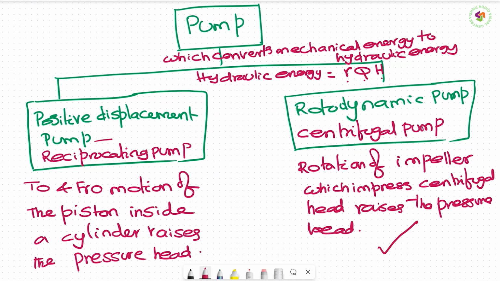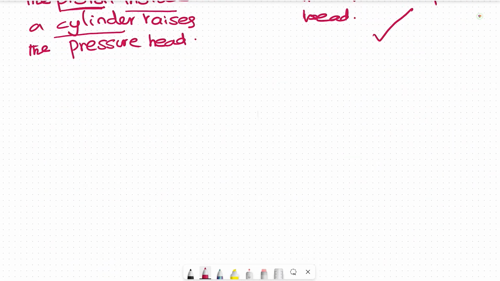Now let us go into this. You see the word to and fro. That is why it is called reciprocating. That means front and back movement of the piston. There is a piston which moves front and back, front and back, inside a cylinder. So the movement of the piston front and back, to and fro, inside a cylinder raises the pressure head. That is the principle of the reciprocating pump.